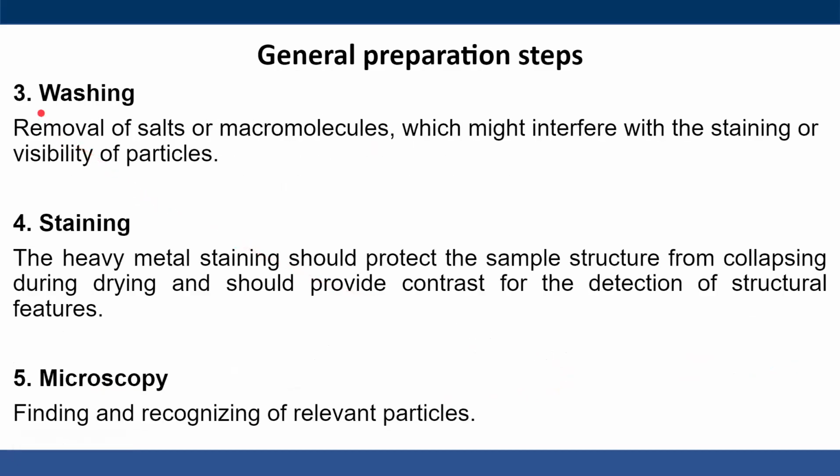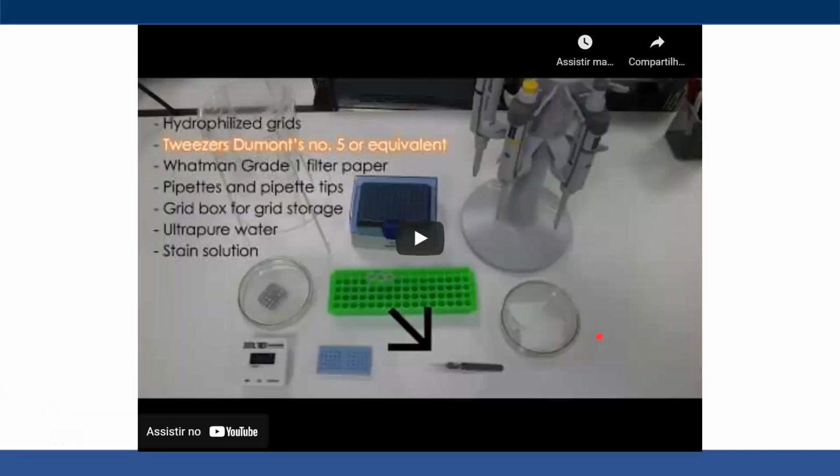And then we have to wash them to remove the salts and macromolecules. We don't want them to stay there and interfere with the staining. And then we do the staining with the heavy metal. Staining should protect the sample structure from collapsing during the drying and provide contrast for detection of structure. It's exactly what the technique is used for. And then we have the microscopy to find and recognize the relevant particles we want to see. I'm going to play a quick video here with an example of the preparation so we can see it clearly.